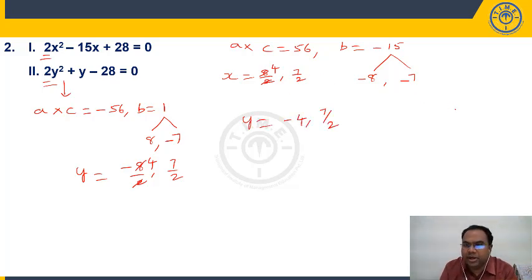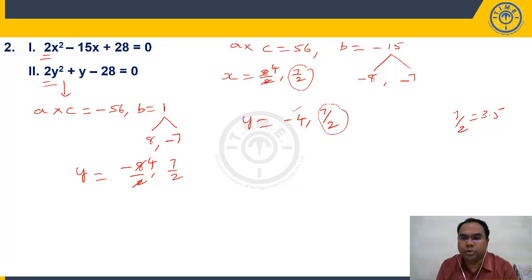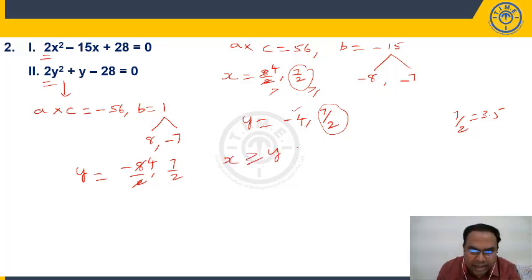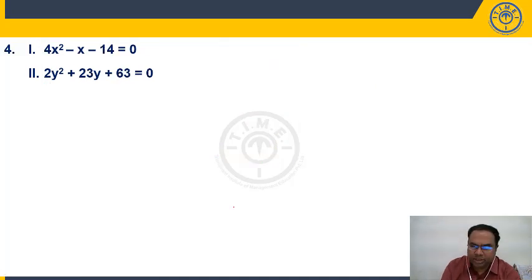Now, clearly 7 by 2 is nothing but 3.5, right? So 4 is greater than minus 4, it is greater than 7 by 2 also, 3.5. Similarly 7 by 2 is a positive number greater than negative number and it is equal to, if you take first root it is greater than both the roots of y, second root it is greater than or equal to, so we can say x is greater than or equal to y. X greater than or equal to y is present in third option.